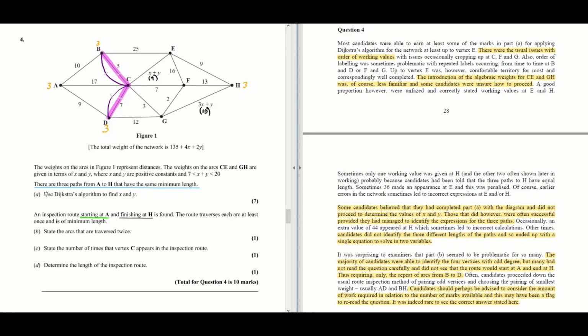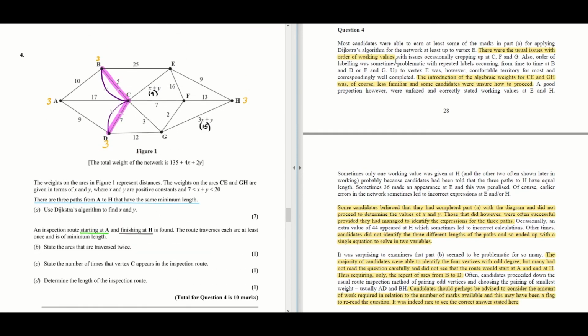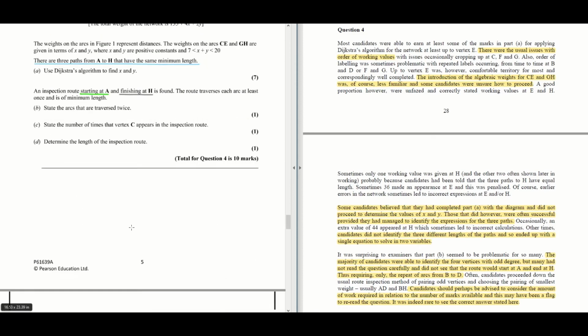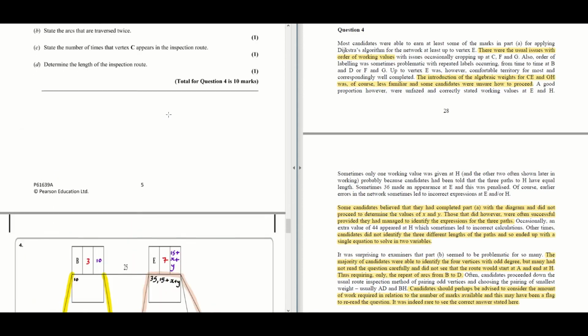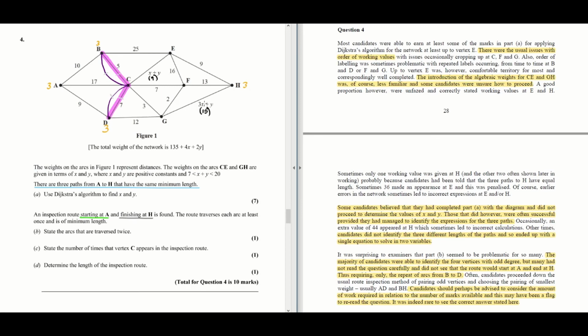Question 4 was regarding, for part A at least, Dijkstra's algorithm. I think up to, I can't remember, I think up to vertex C there were no problems. It was quite a straightforward question to attempt, but then the idea of having your weights in terms of variables proved to be quite difficult for some candidates. But the idea over here was that you had to essentially realize that you have to start from A to H, and that there's 3 paths which have the same minimum length.